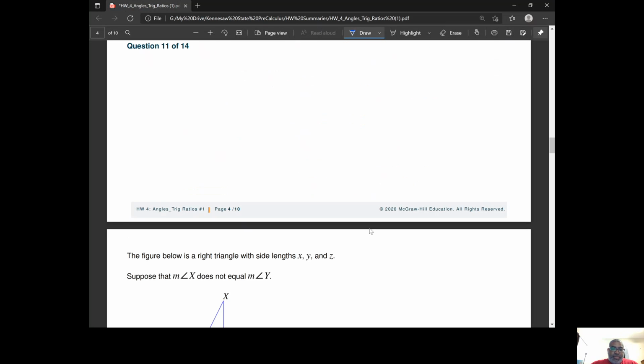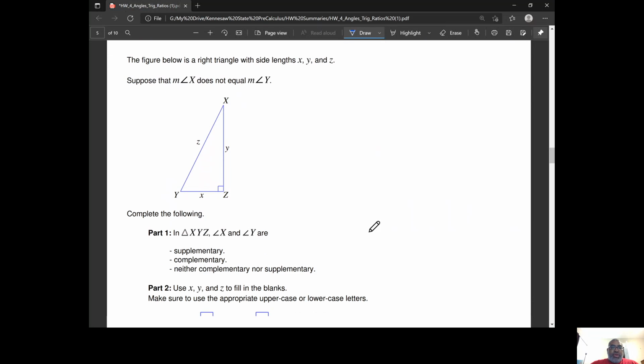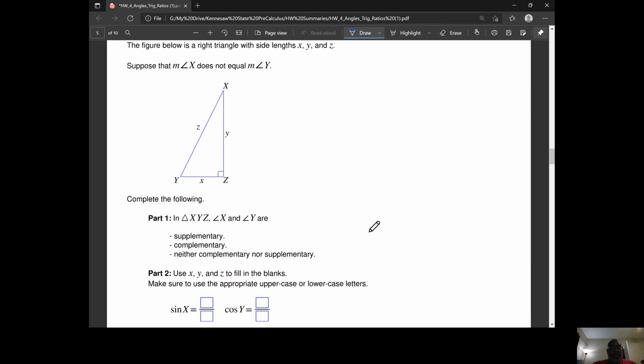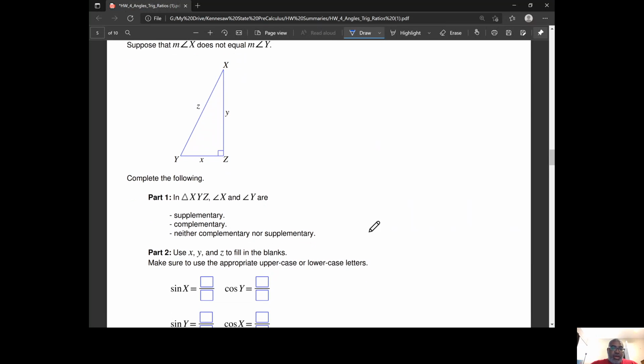Okay, let's continue. Suppose the figure below is a right triangle with side lengths x, y, and z. That's easy. Suppose that the measure of angle x does not equal the measure of angle y. Okay, so not a 45, 45, 90. Okay, complete the following. Part 1. In triangle XYZ, x and y are supplementary, complementary, or neither supplementary nor complementary. Okay, supplementary means they add to 180 degrees. It's not that, because the whole triangle equals 180 degrees.